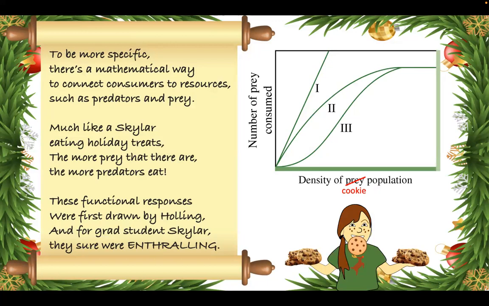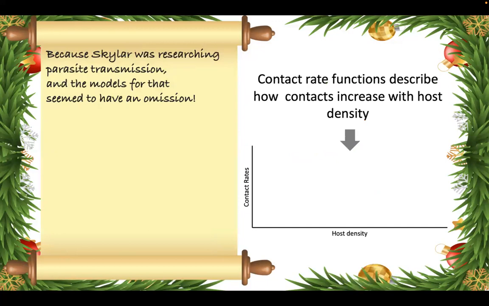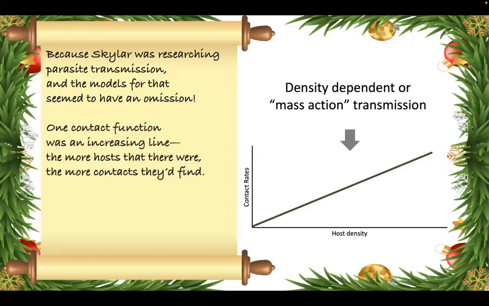These functional responses were first drawn by Holling, and for grad student Skylar, they sure were enthralling. Because Skylar was researching parasite transmission, and the models for that seemed to have an omission.